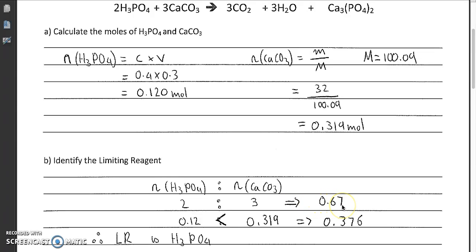So that's 0.67, or there should be 67% the amount of phosphoric acid to calcium carbonate. Then you do the same thing for this. So you'll do 0.12 divided by 0.319, and this is saying that 0.376, there's only around 38% of this compared to this, and therefore there's less of this than required, so it is the limiting reagent. The important thing about limiting reagents is that you would use this mole value for subsequent calculations of the moles, masses, and volumes of products.